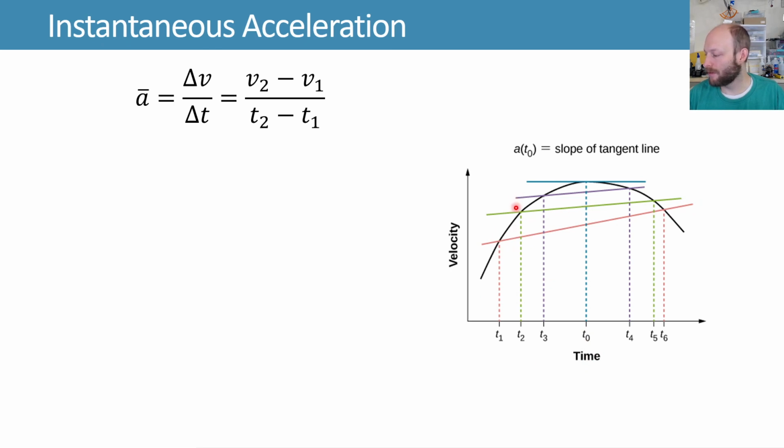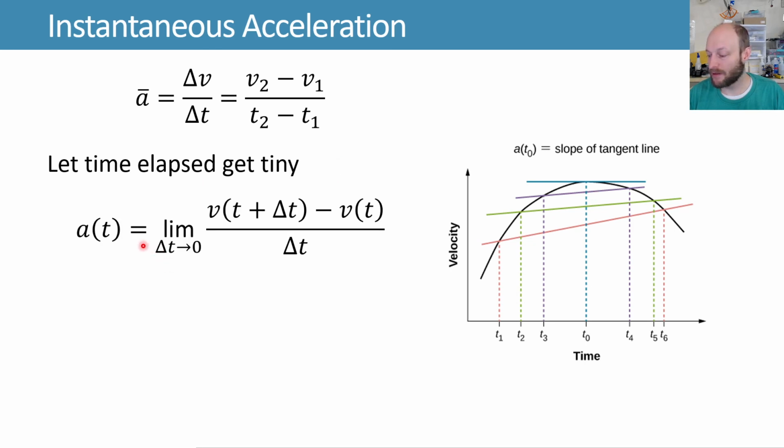And then you can shrink it to an interval between time 2 and time 5, or time 3 and time 4, and keep shrinking it until you end up with a very, very small time interval here, right centered at time 0. So we can let that time elapsed get tiny, which as an equation looks like this. We say the acceleration as a function of time is equal to the limit as my time interval goes to 0 of my final velocity minus my initial velocity divided by that time interval.